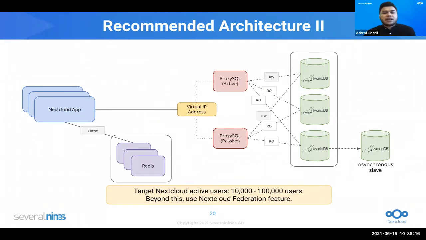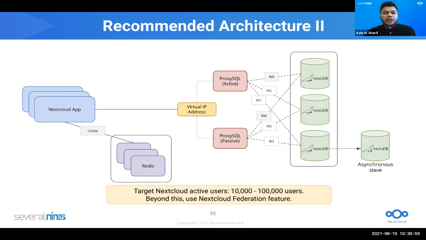For a much bigger scale, the architecture should be expanded with at least one asynchronous slave through the standard MariaDB replication, replicating from one of the MariaDB cluster nodes. So this slave node can be used for analytics and backup purposes. Remember, in Galera, the replication performance is as fast as the slowest node. So we don't want to run heavy read-only jobs like batch jobs, analytics, and backups on one of the Galera nodes because it will affect the overall performance. We should forward these jobs to a loosely coupled node like the slave node instead.